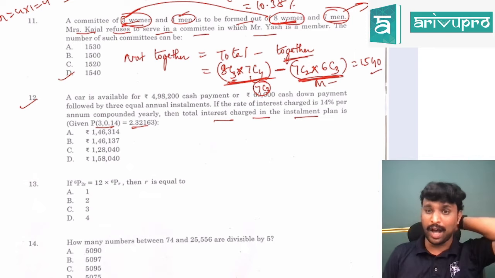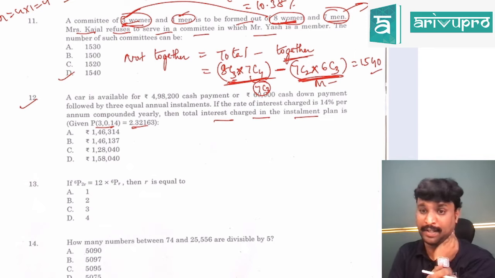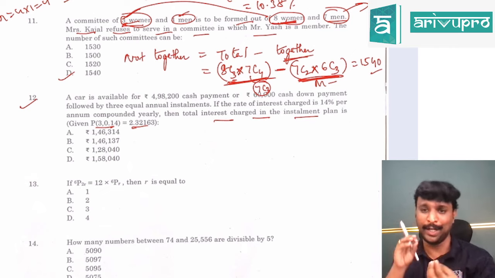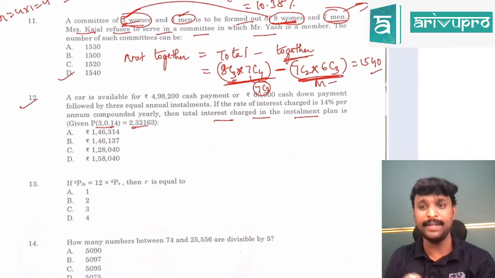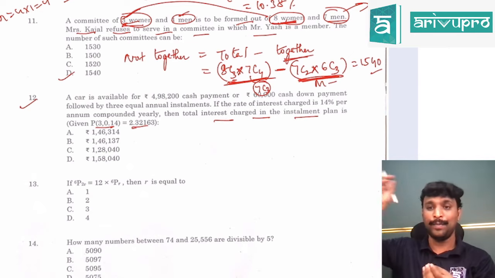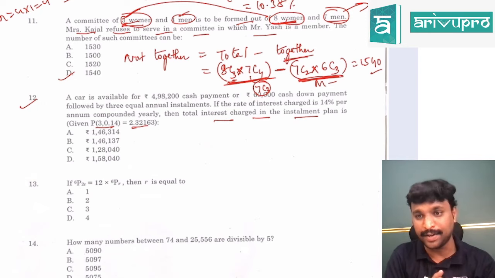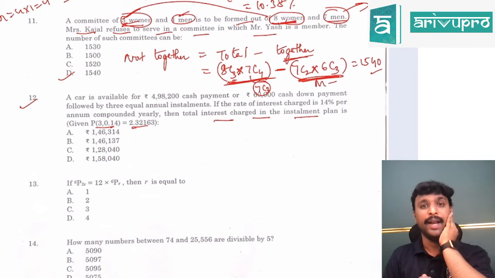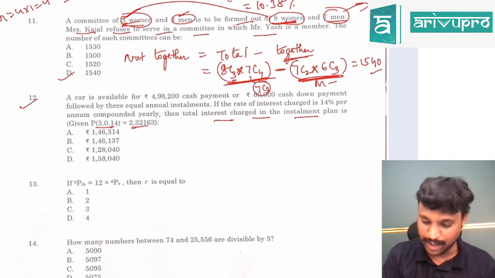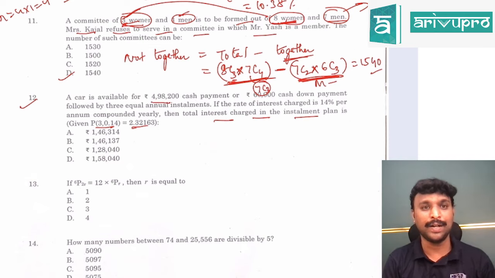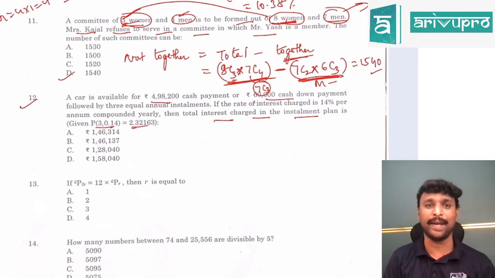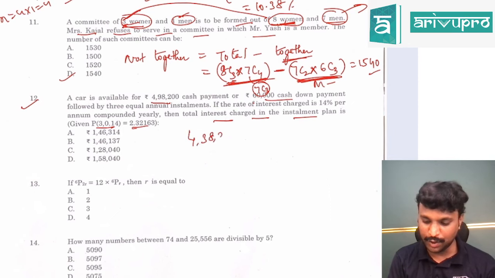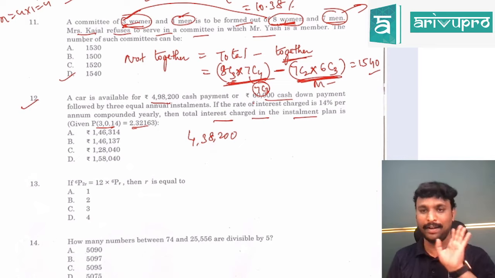Okay, so if you want how much total interest charged in the installment plan, what you need to know? You need to know the annuity, multiply that with the total installments, that is the total amount you paid, and how much you have taken. If you subtract it, you get the extra interest that you are paying in the installment plan. Now, how much is being taken as a loan? 4,98,200 is a car price, but 60,000 is a cash down payment. So how much is remaining? 4,38,200 is a loan.